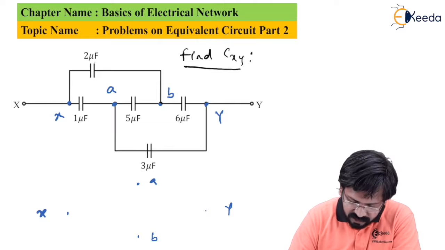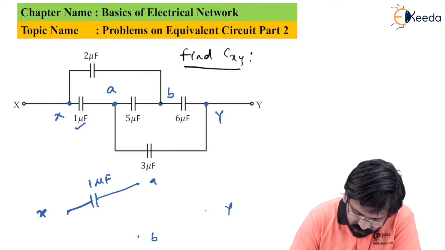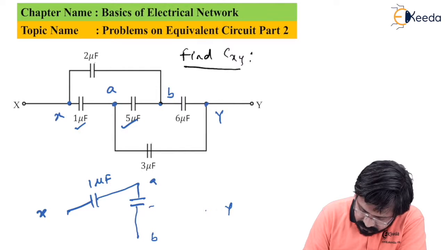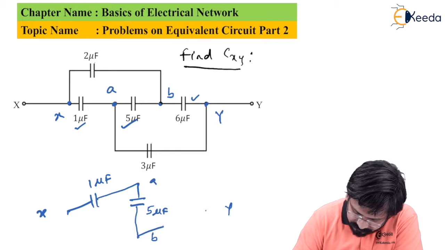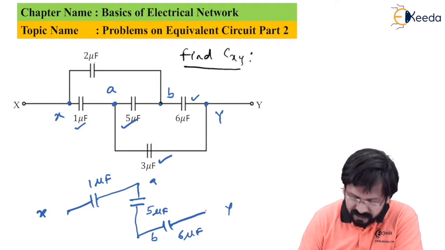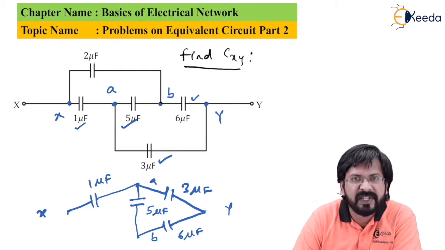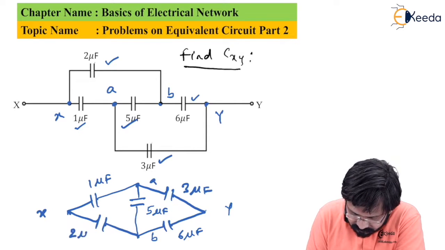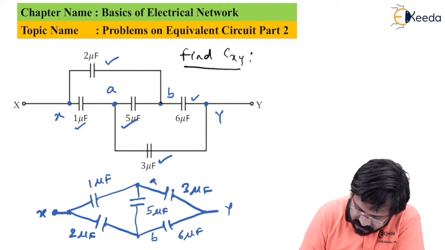Let us draw an equivalent circuit. 1 microfarad connected between X and A. 5 microfarad connected between A and B. 6 microfarad is connected between B and Y. 3 microfarad connected between A and Y. After that, one more capacitor is left, which is 2 microfarad connected between X and B. And we have to find the equivalent capacitance between two points, which are X and Y. This is point X, this is point Y.